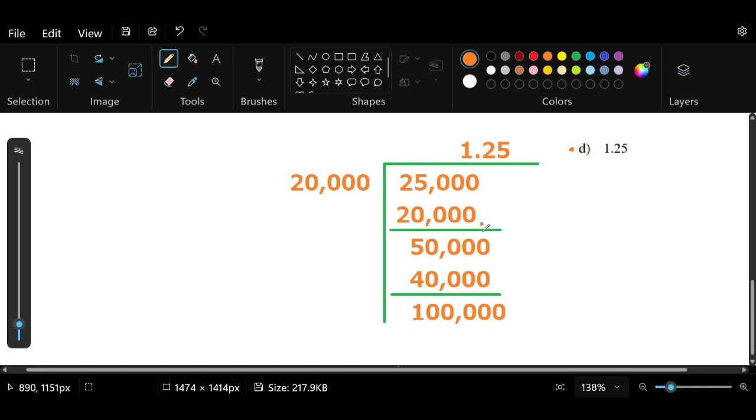How many 20,000s are there in 25,000? There is 1, and that's why we have 20,000 here. Then 25,000 minus 20,000 is 5,000, but we need to get a 0 here because 5,000 is way less than 20,000. When we add a 0, we need to put a dot there. Next, how many 20,000s are there in 50,000? There are 2. That's why 2 times 20,000 is 40,000. If we subtract these two, we get 10,000, but 10,000 is too low for 20,000.